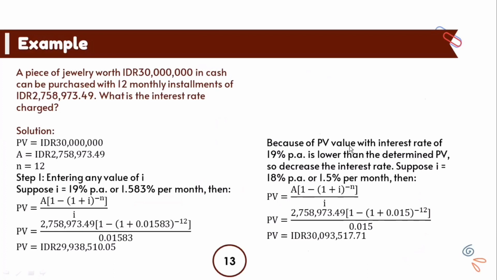Because the PV value with interest rate of 19% is lower than the determined PV, we decrease the interest rate. Suppose I is 18%, so we have to substitute this interest rate to this formula of PV, so we get the PV2.